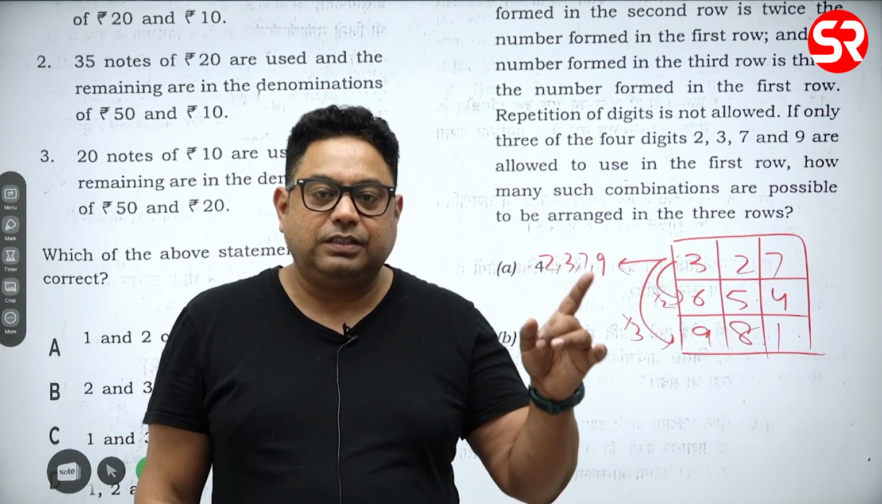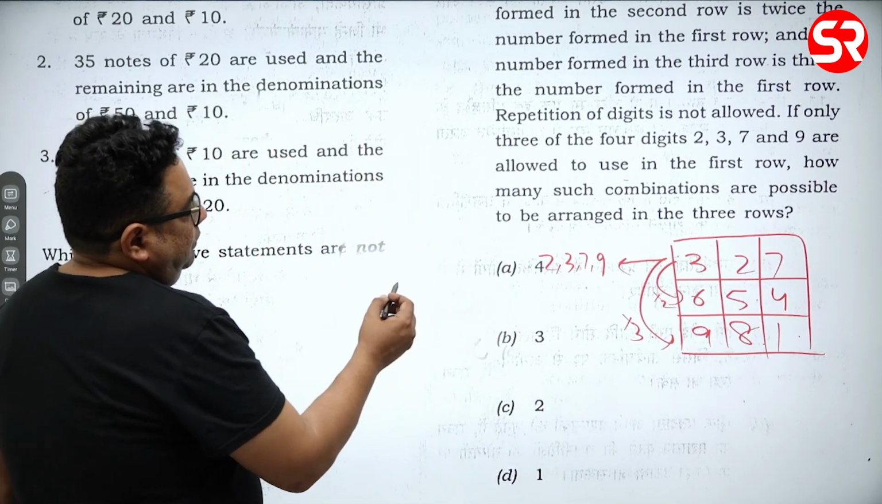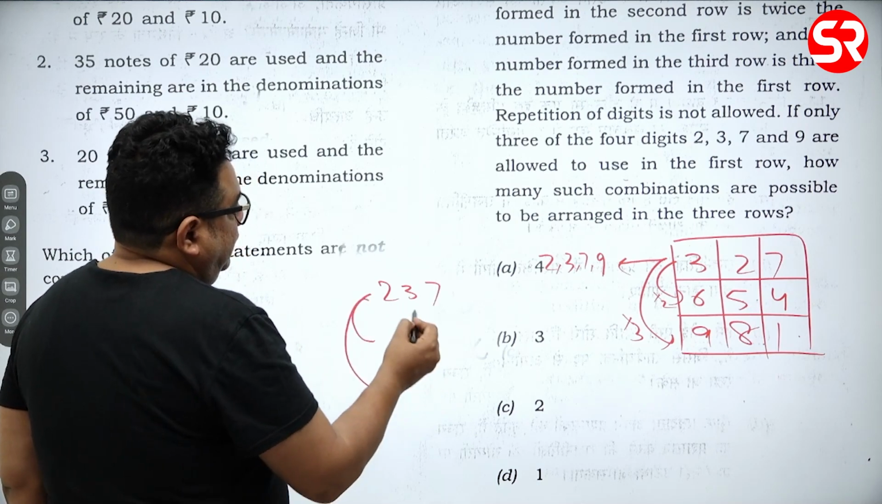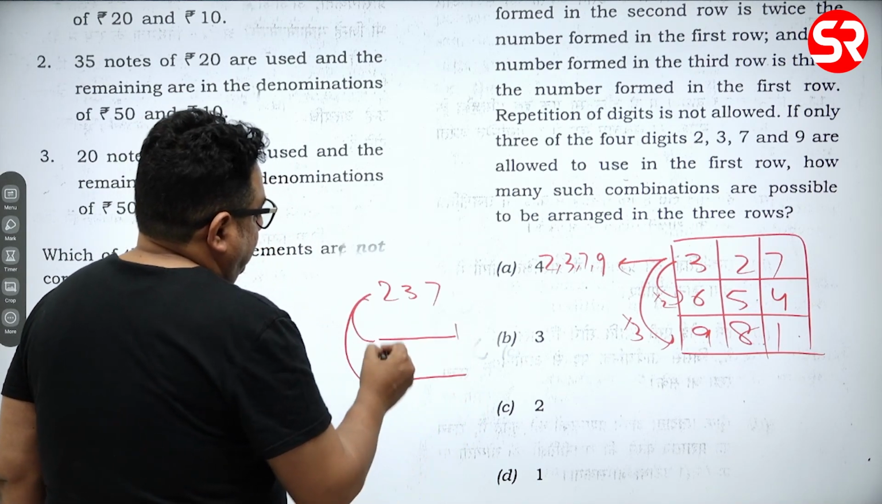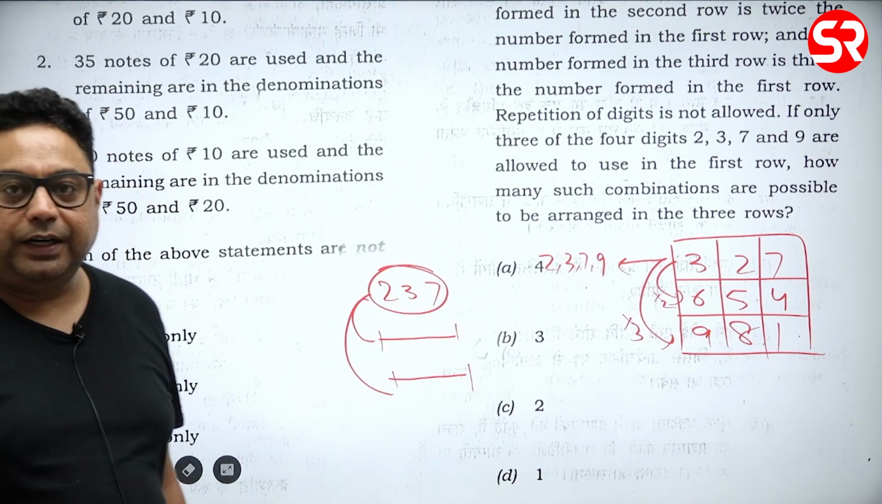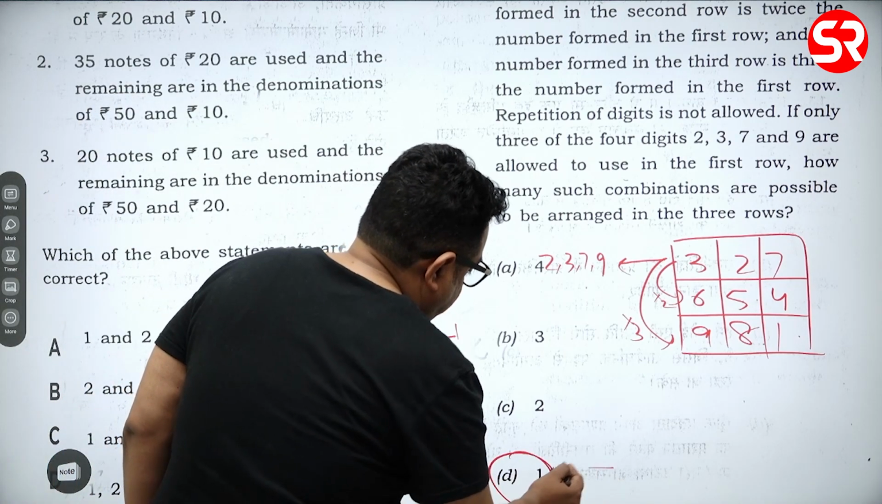Otherwise, no instance. If you say, sir, why not 237 in the first row? Because if you multiply by 2 and multiply by 3, there would be repetition of digits over here, or some digit from here would be repeated downwards. All right, there is only one instance that it happens, and that is the reason your answer is 1.